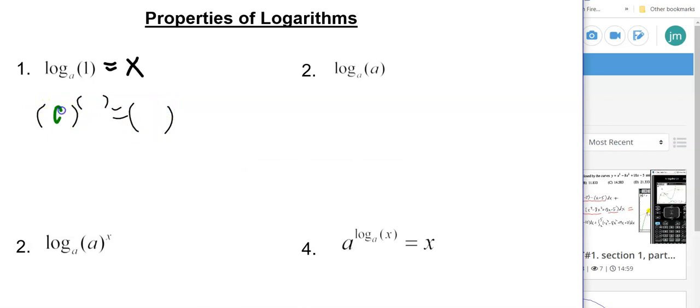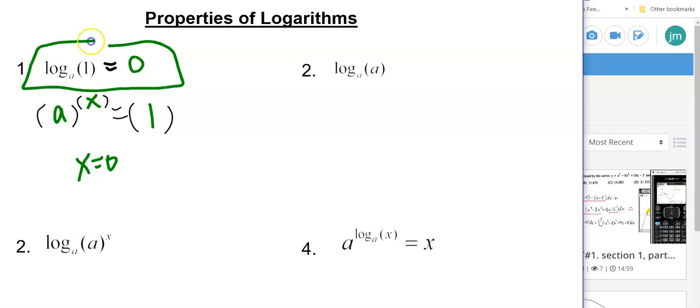So a is down low. On the other side, x is the exponent, so that goes here. And this is 1. a can be any number. So any number to the 0 power, I'm sorry, x must equal 0. Does that make sense? You're basically saying what number goes there for x? 2 to the 0 power is 1, 3 to the 0 power is 1. That's always going to be true. So this is equal to 0. That's the first property.